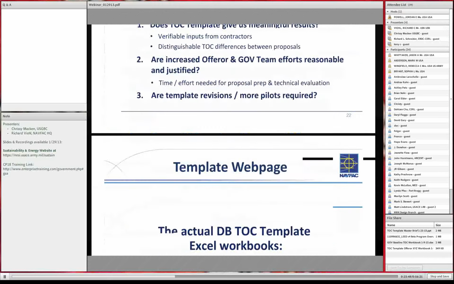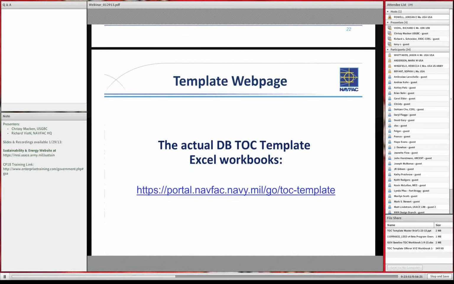At the very last slide there, Jordan, if you can go to the very last slide. Yeah, that's the one I just wanted to point out to everyone.